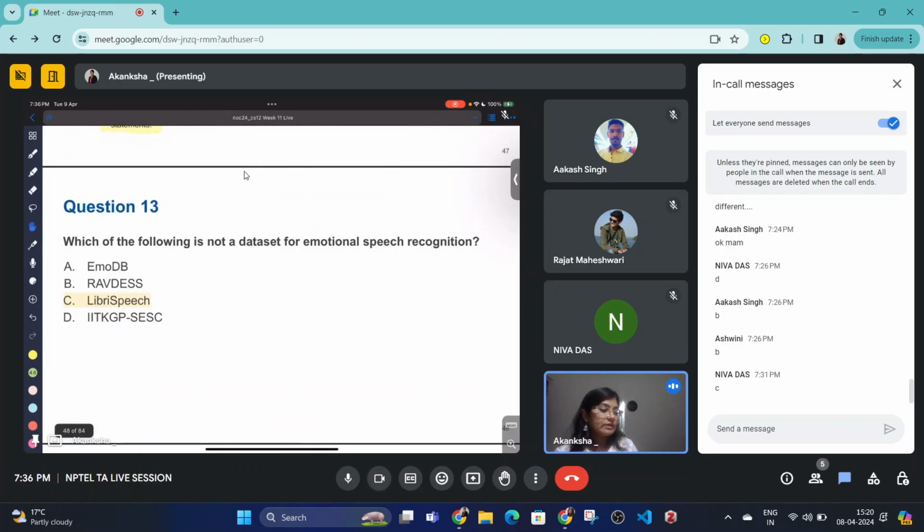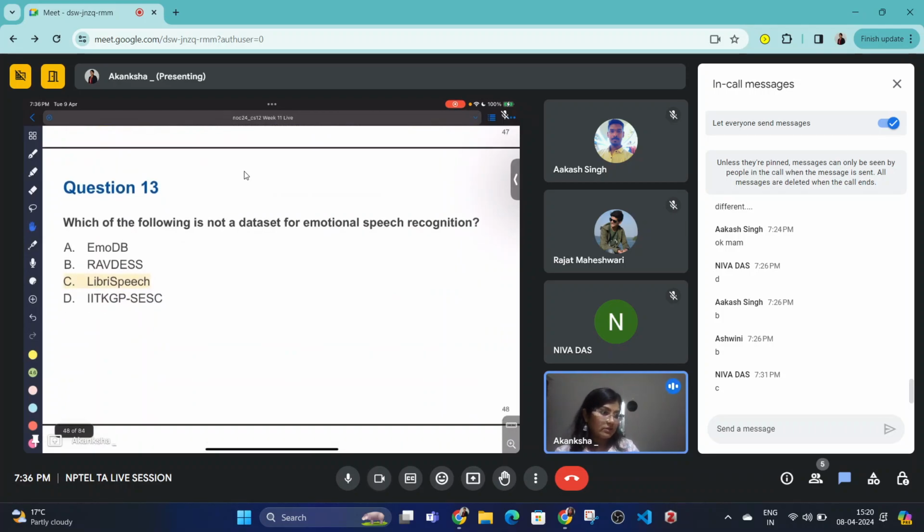Which of the following is it? This is the same question. So LibriSpeech is the answer.